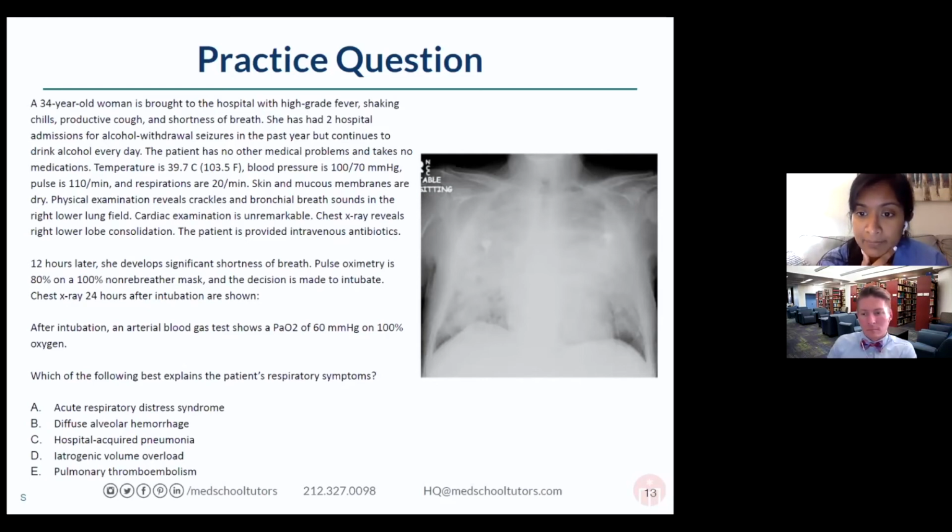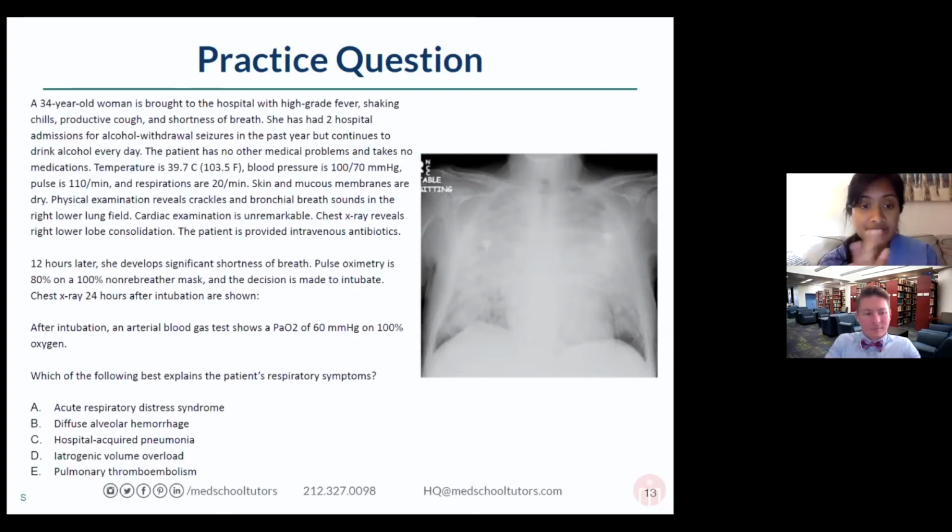Skin and mucous membranes are dry, and then physical exam showing crackles and bronchial breath sounds in the right lower lung field. Cardiac exam is unremarkable. Chest X-ray shows right lower lobe consolidation. 12 hours later, she got the IV antibiotics. 12 hours later, she has severe shortness of breath. Pulse ox is now 80 on 100% non-rebreather. Decision is made to intubate, and this is the chest X-ray after.